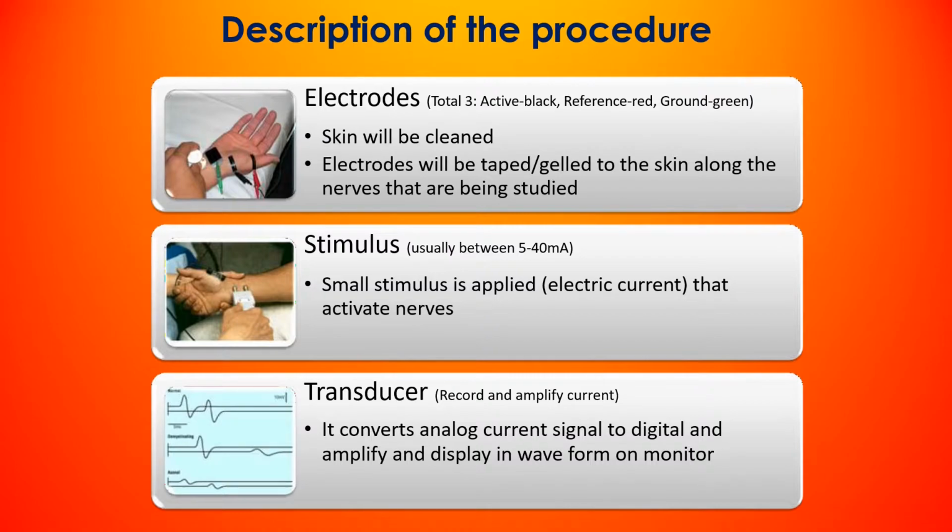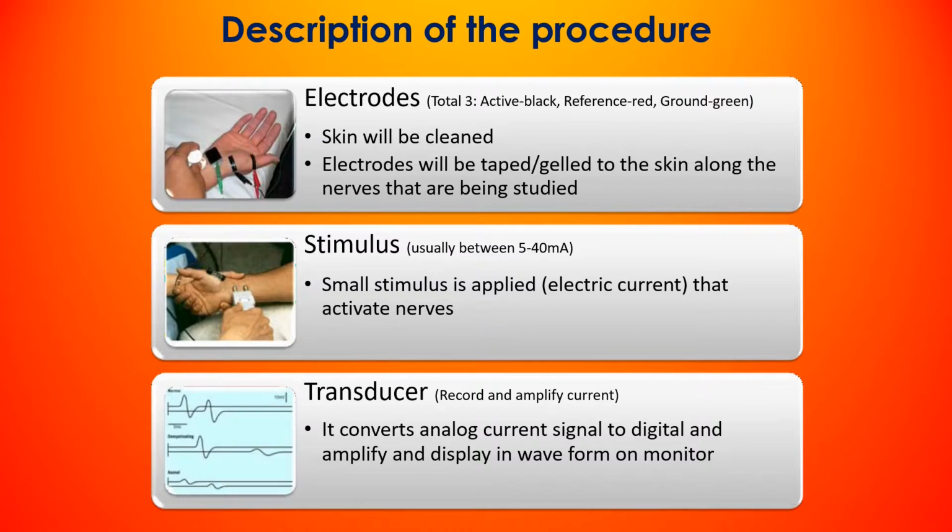One is the active electrode. This black one is the active electrode, which actively records the signals that are received. Then this red one is the reference electrode, and this green one is the ground electrode that nullifies the background signals that may be arising from various other muscle stimulation. So these are the three electrodes used for nerve conduction studies. The skin is cleaned and the electrodes are either taped or a jelly is applied to the electrode and then attached to the skin, so that there is enough conduction through the skin.